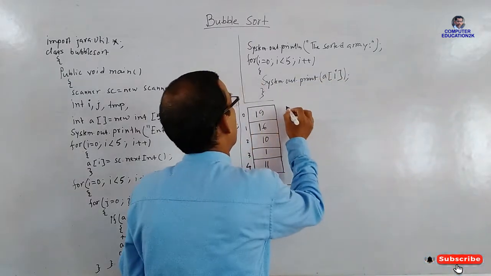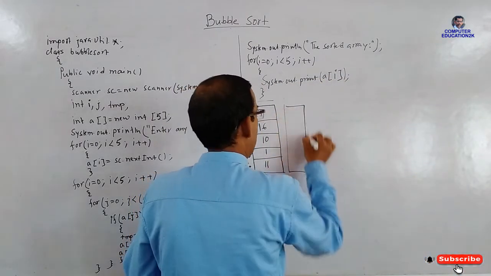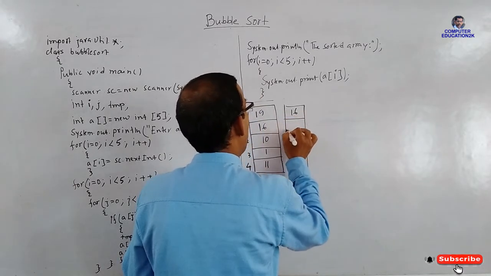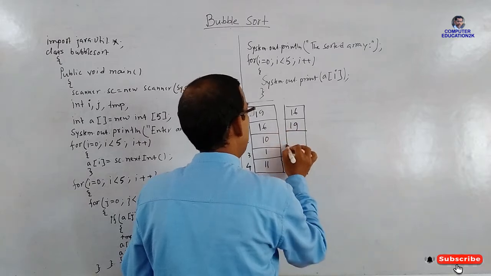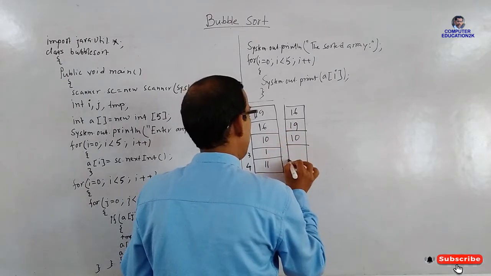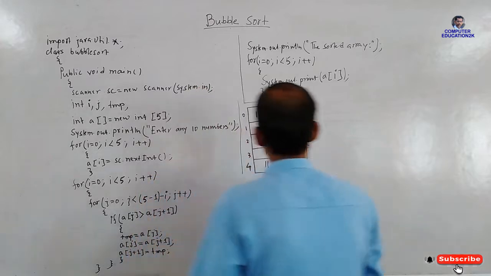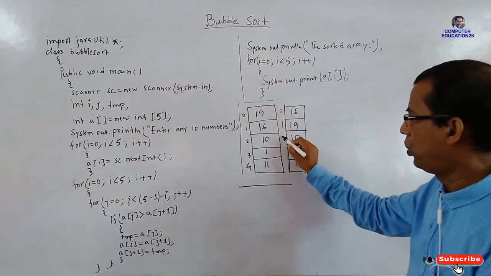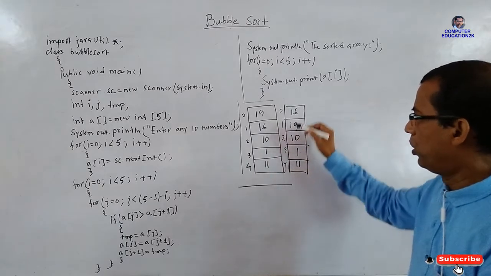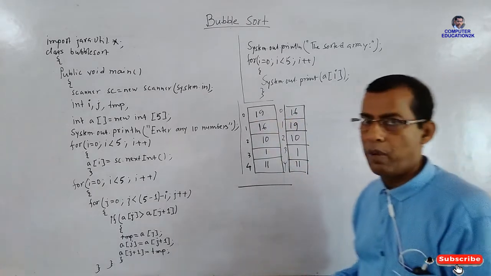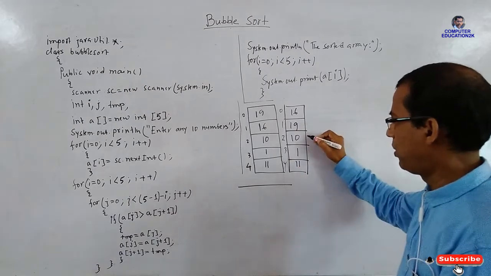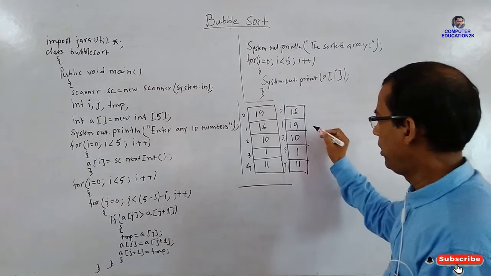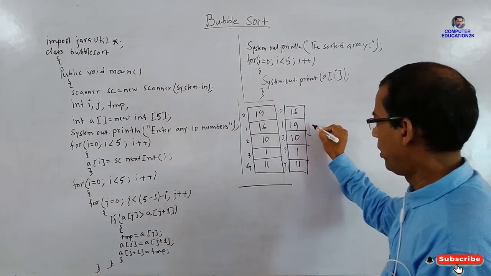So I write here like this. 16 will go up and 19 will come down and the rest of the elements will remain as they are. Then you see this is 0, 1, 2, 3, 4. So this cell and this cell value have been compared. Now the cell values of cell number 1 and cell number 2 will be compared.